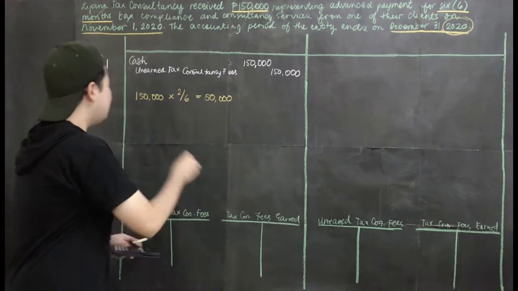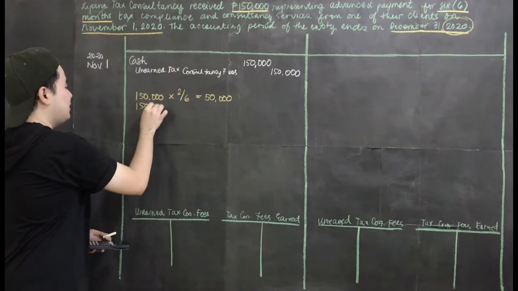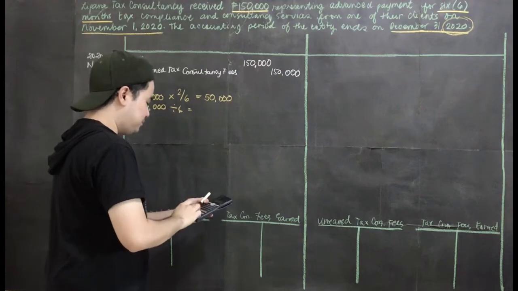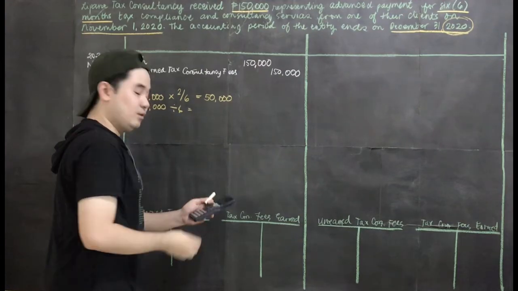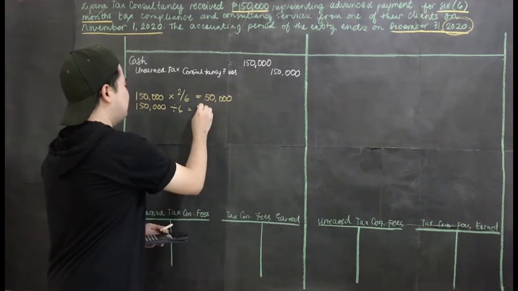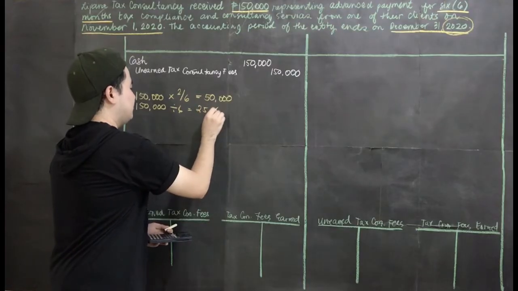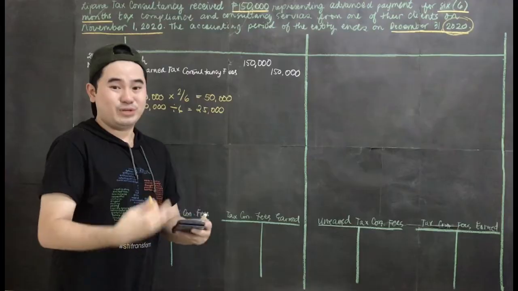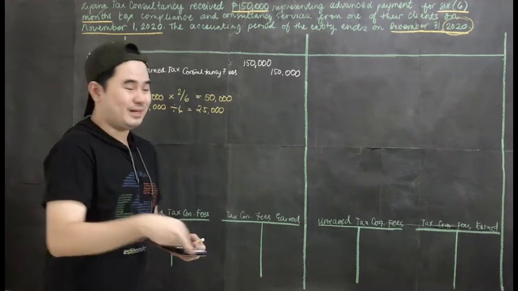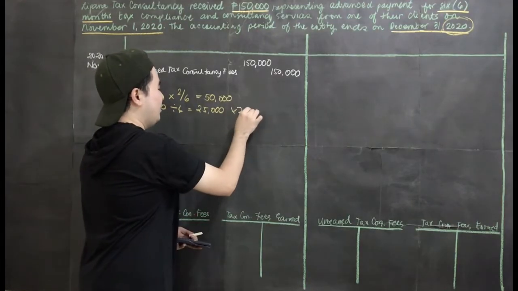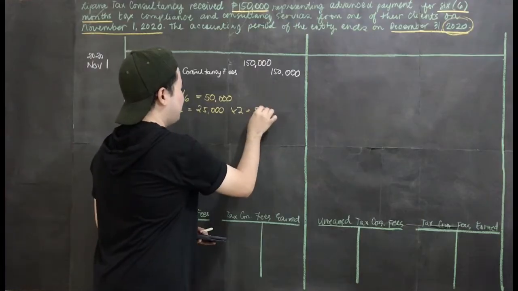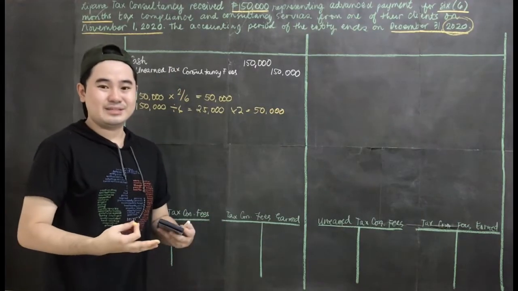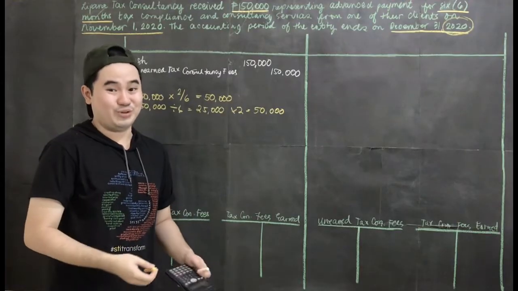Alternatively, you can do this. 150,000 divided by 6 is 25,000 per month. And then 25,000, how many months did we already really earn? Di ba 2 months? So times 2, it will also give you 50,000. Use the analysis where you find it more comfortable.